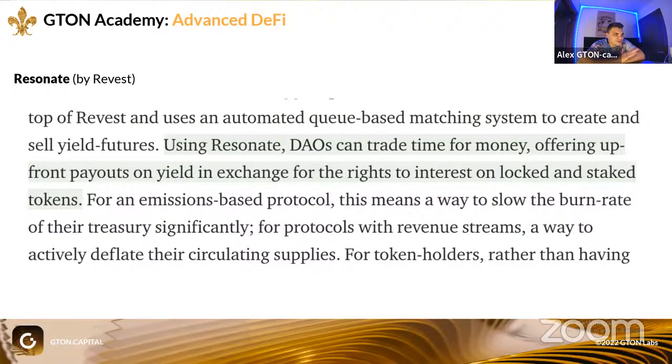Next slide, please. If you try to read it, you won't understand. This is my honest opinion. Using Resonate DAO, DAOs can trade time for money, offering upfront payouts on yield in exchange for the rights to interest on locked and staked tokens. It's really hard to understand on the first reading, but let's go next.